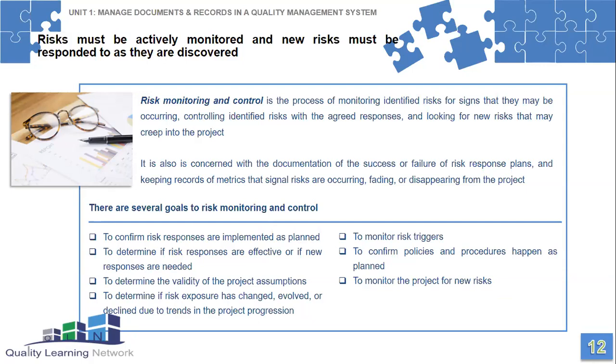Let's do the other 3. To monitor risk triggers, to confirm policies and procedures are happening as planned, and to monitor the project for any new risks that can happen and will happen as we move along. So just in summation, that's very nice and clear. I think you'll understand that as well.